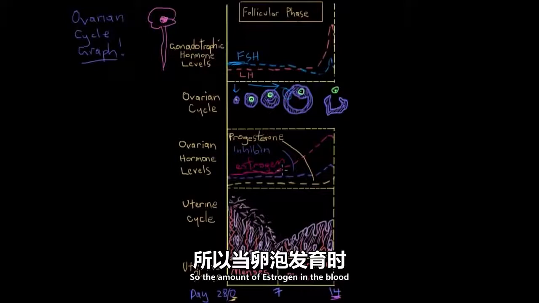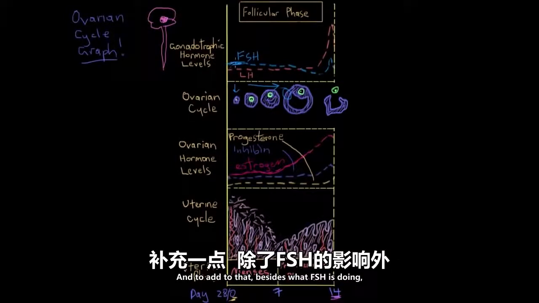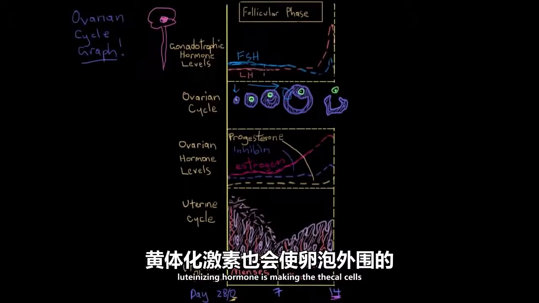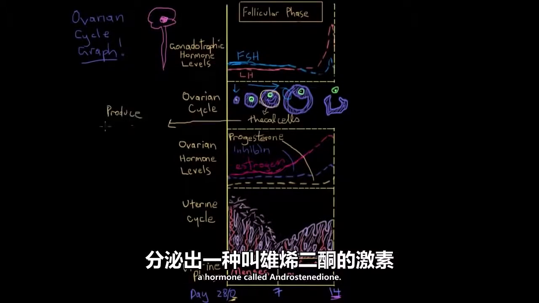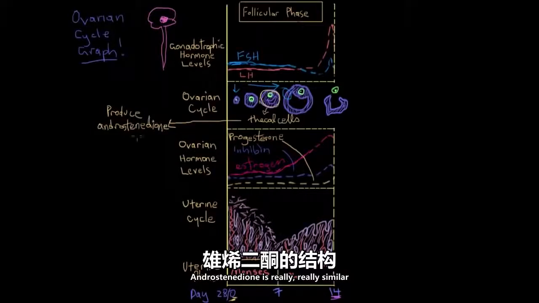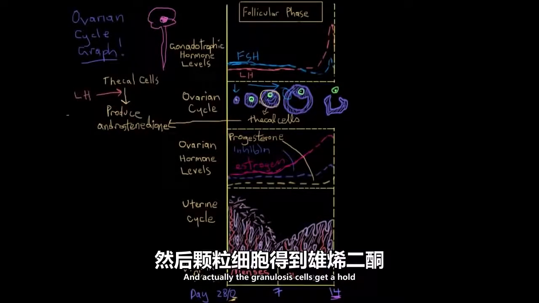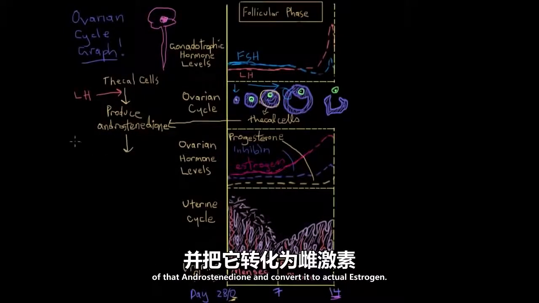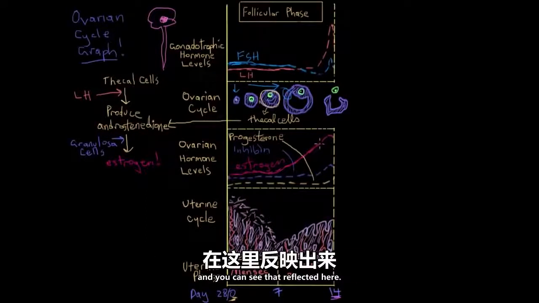So the amount of estrogen in the blood is going up and up and up as these follicles grow. And to add to that, besides what FSH is doing, luteinizing hormone is making the thecal cells that surround the follicle produce a hormone called androstenedione. Androstenedione is really, really similar in structure to estrogen, and actually the granulosa cells get a hold of that androstenedione and convert it to actual estrogen. So the estrogen levels are just going way up, and you can see that reflected here.